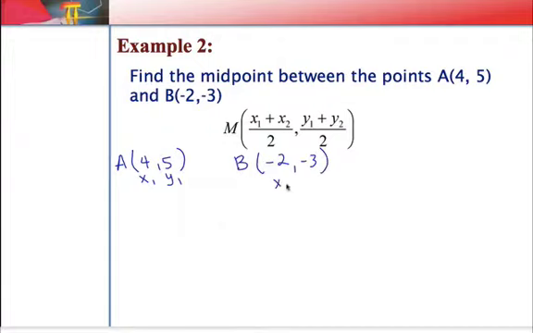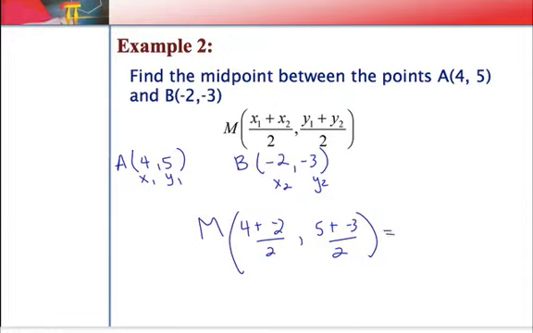But just label them so you make sure that you plug things into the formula in the right places. Okay, so those are my points. And the midpoint will have these coordinates. x1 plus x2, so that would be 4 plus negative 2 over 2. And then y1 plus y2, so that would be 5 plus negative 3 over 2.